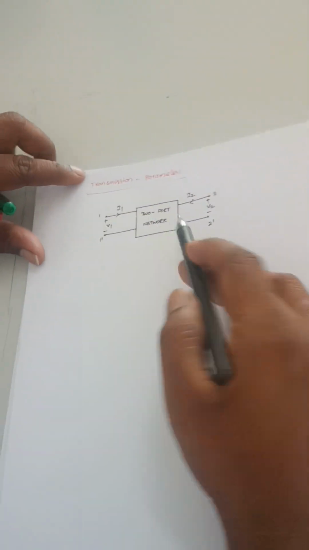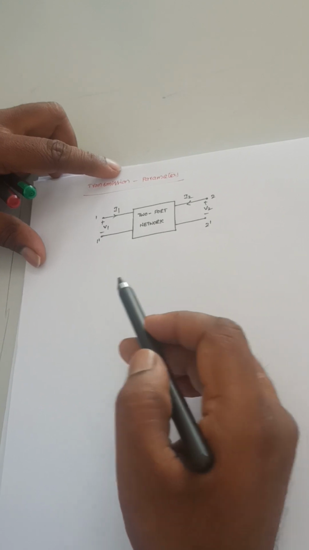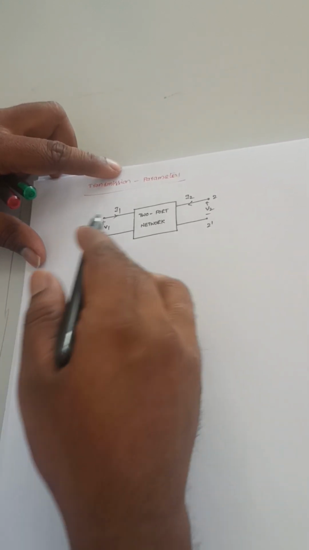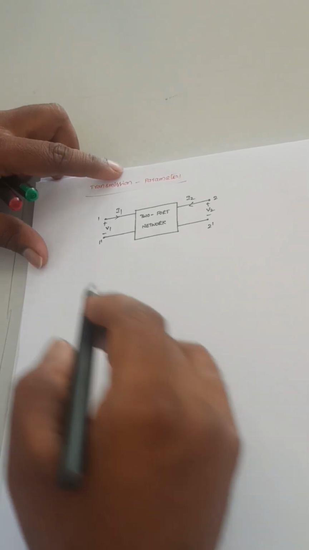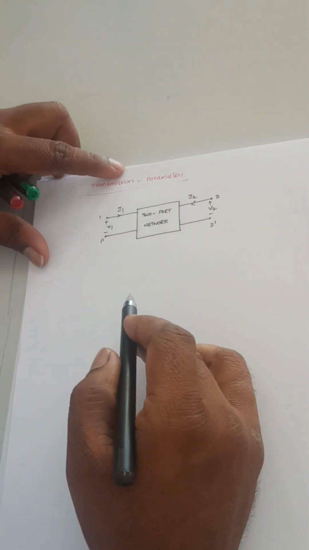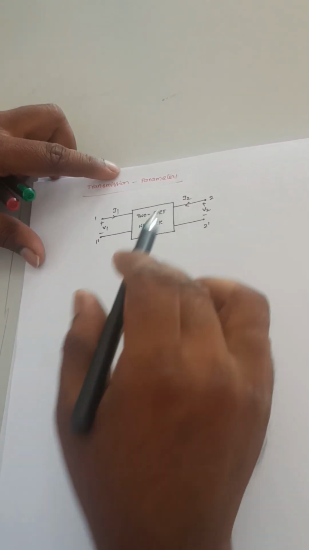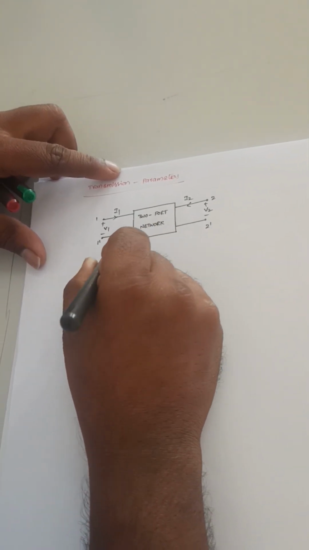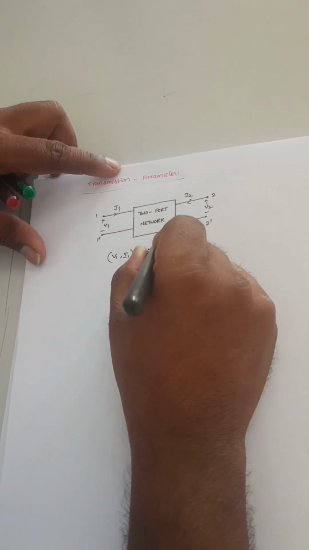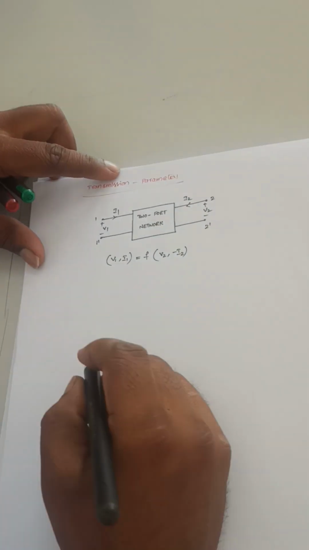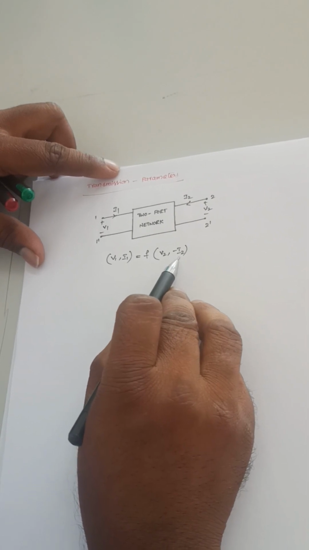Among these 4 variables V1, I1, V2, I2, 2 variables can be represented in terms of the remaining 2 variables. So here in the transmission parameters, the input variables V1, I1 can be represented in terms of V2 and I2. That means V1, I1 are functions of V2, minus I2. It is not plus I2, it is minus I2.